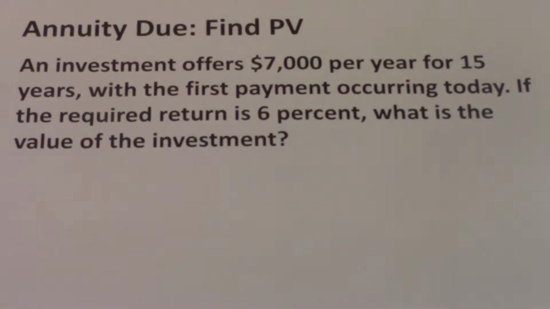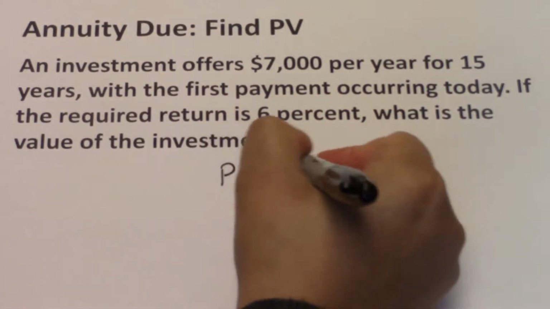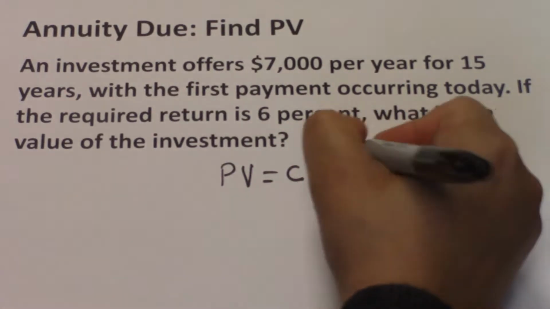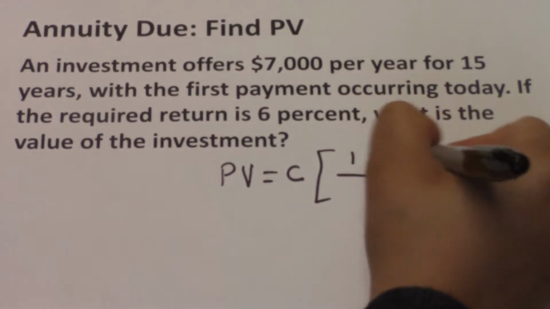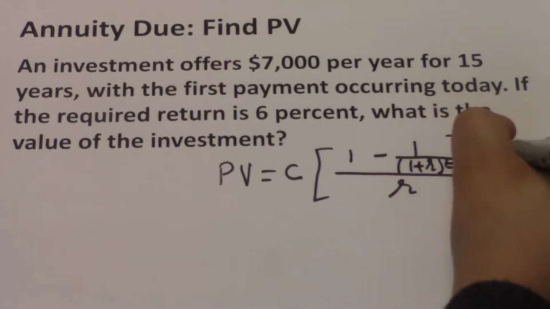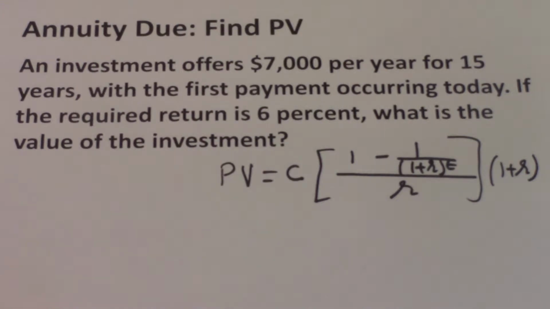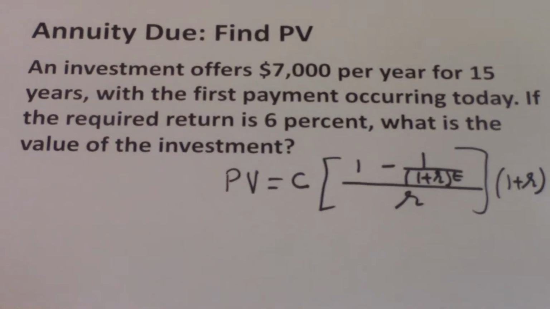We do know that the present value of the annuity due is simply PV equals C times 1 minus 1 over 1 plus R to the power T, over R, times 1 plus R. So here all we have to do is identify our variables and input them into the formula.